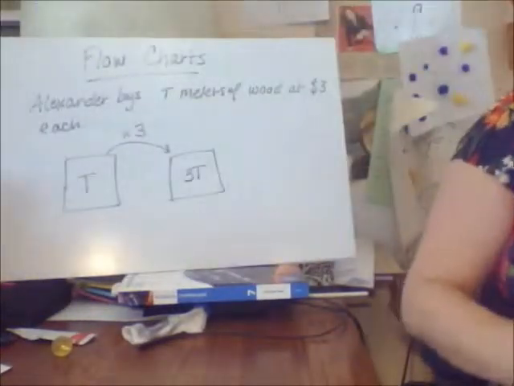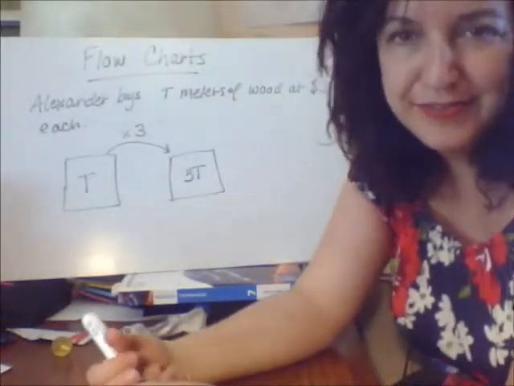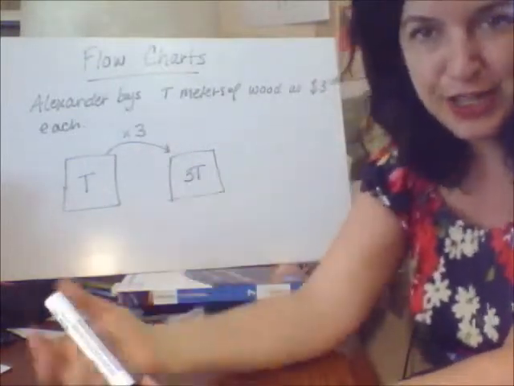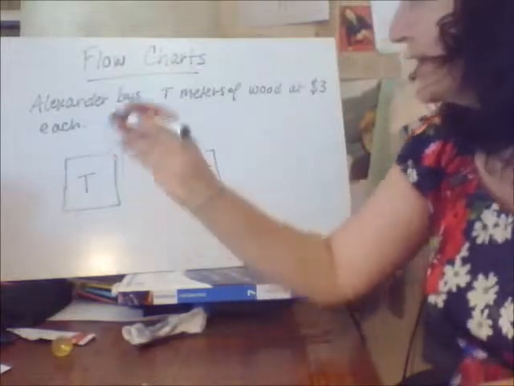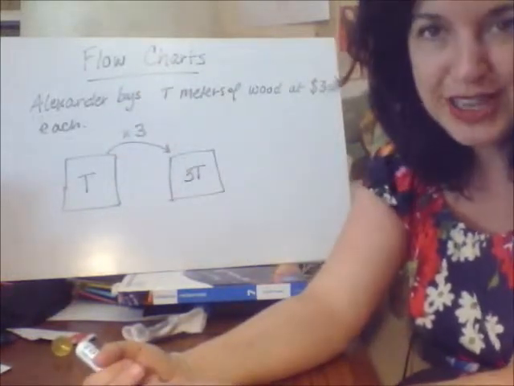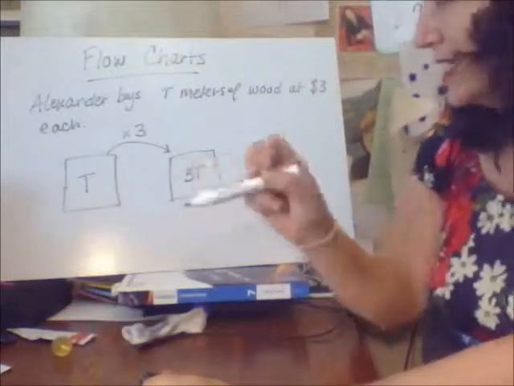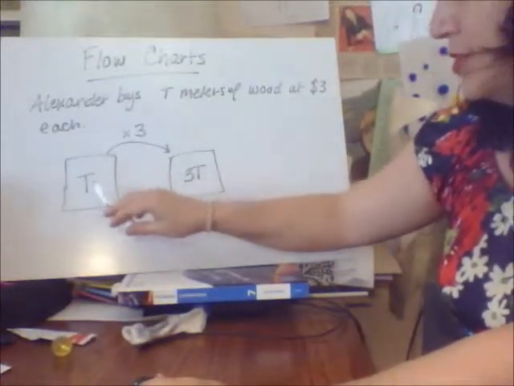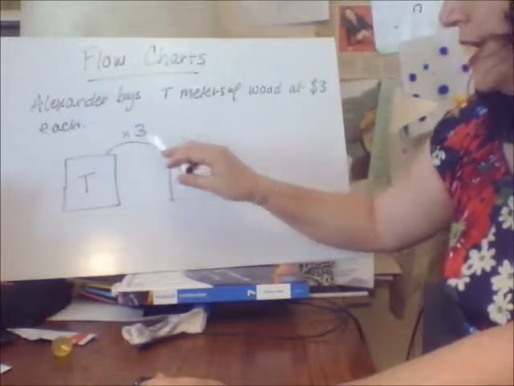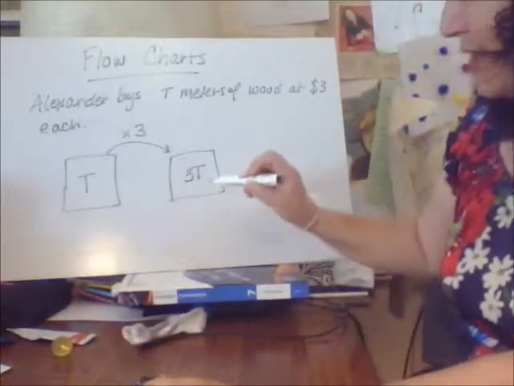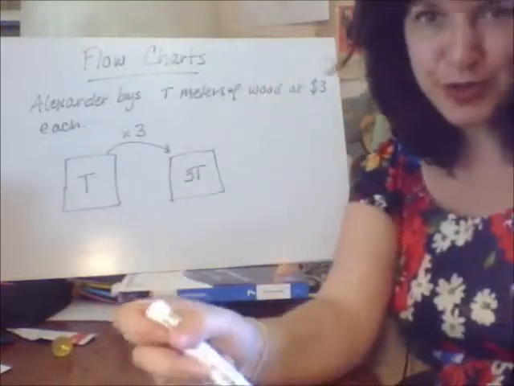All right, so we're going to start with some flowcharts. Don't be intimidated by flowcharts. They're actually just trying to lead you to writing the formulas. So let's look at this one. Alexander buys T meters of wood at $3 a meter. So I've written this flowchart. You've got T here. That's how many meters of wood. Then you're going to multiply it by 3, and you end up with 3T. Okay? So that's describing that story.